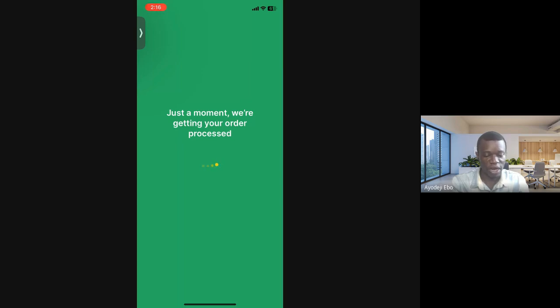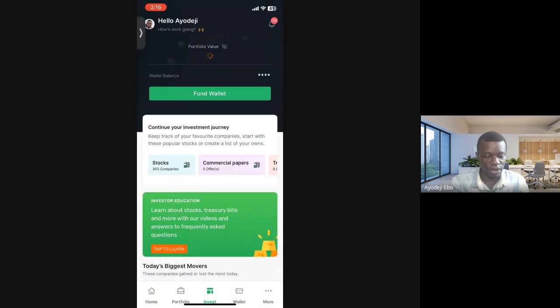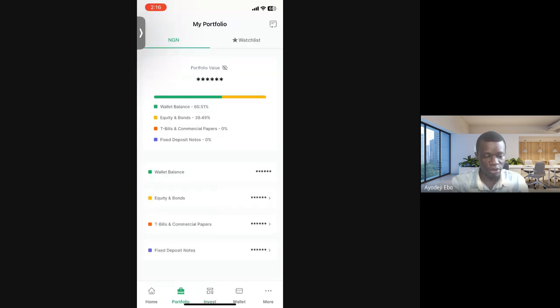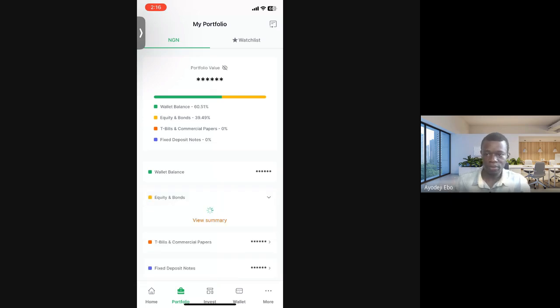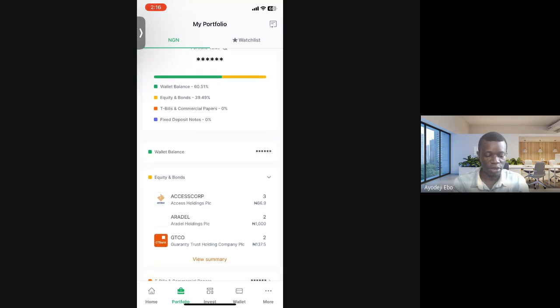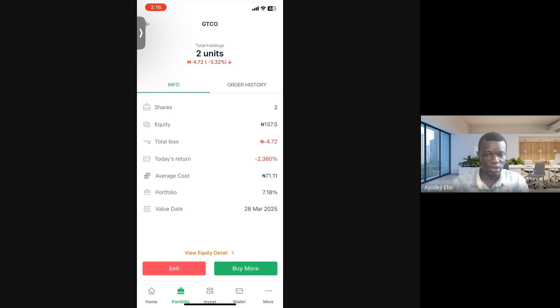We'll also try to look at a limit price. So you can see it's gone, because GT is liquid. If I check this portfolio, there was no GT Bank in this portfolio before. So you can see now in my portfolio, GT Bank has been purchased. If I click on it, I can see the number of shares that I have, and you can see the equity.